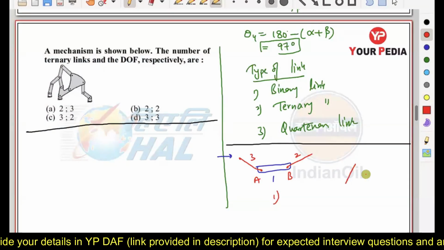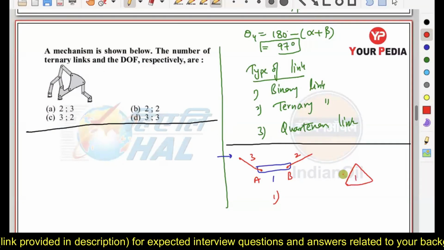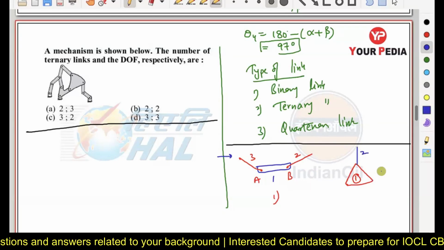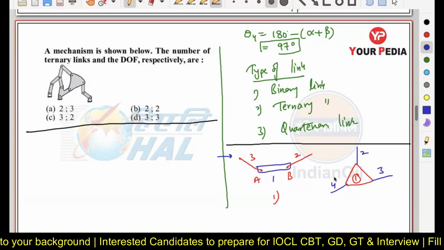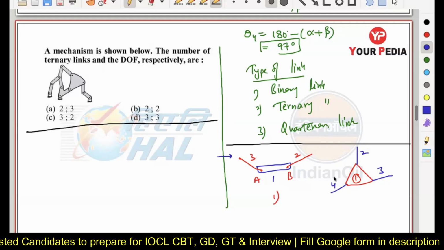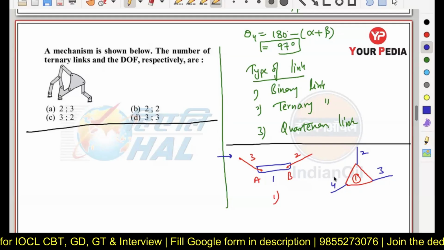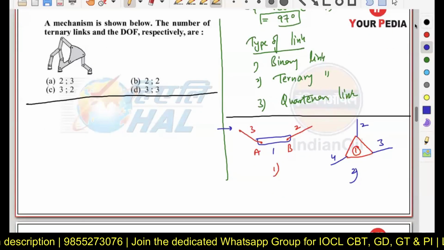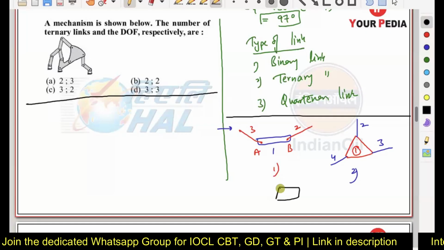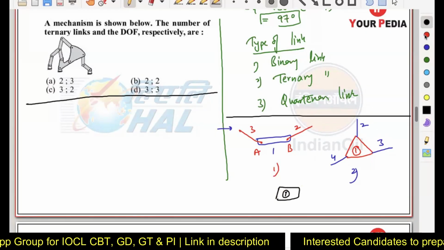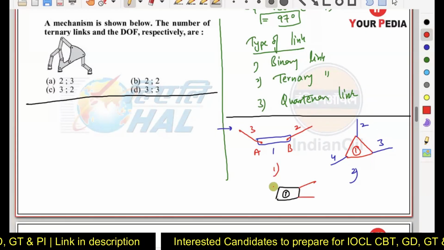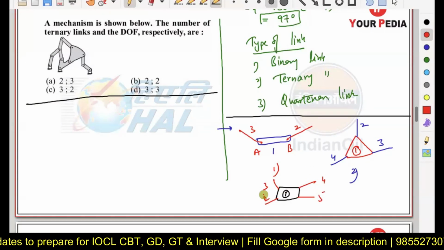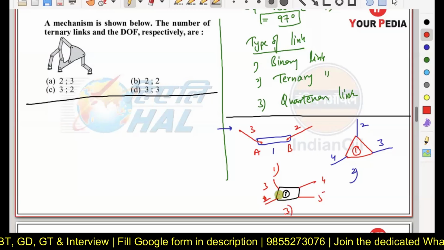Now let us say you are having link number 1 as this one here, a complete solid link. It is making a connection with link number 2, link number 3 and link number 4. So I can say link 1 is making contact with 3 different links. That type of link acts as a ternary link. Similarly, a quaternary link makes a connection with 4 different links here, 2, 3, 4, and 5. That is considered a quaternary link.